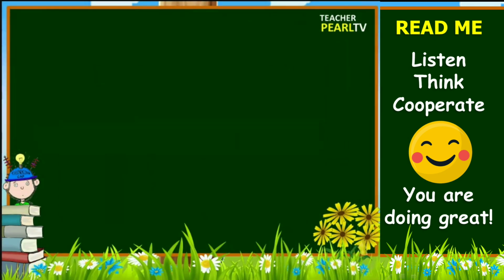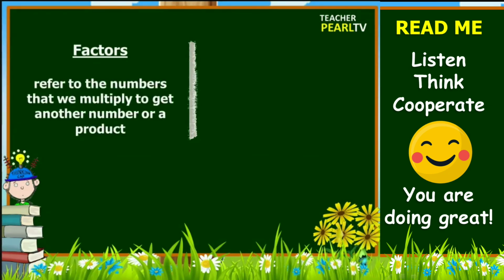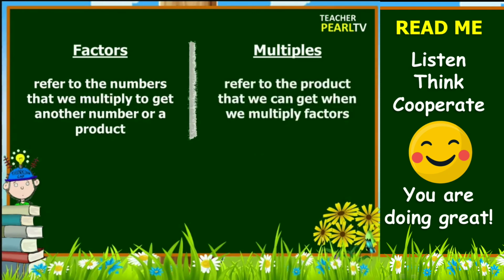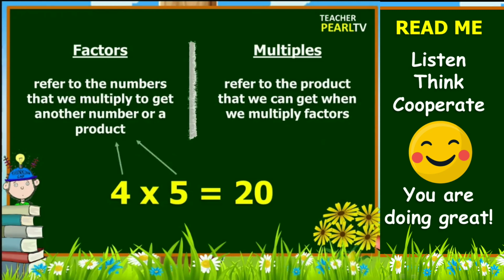That's good. Now, here's a quick recap. Let's have factors. Factors refer to the numbers that we multiply to get another number or a product. Multiples, on the other hand, refer to the product that we can get when we multiply factors. So, in this sentence, 4 and 5 are considered factors of 20. And 20 is a multiple of 4 and 5.